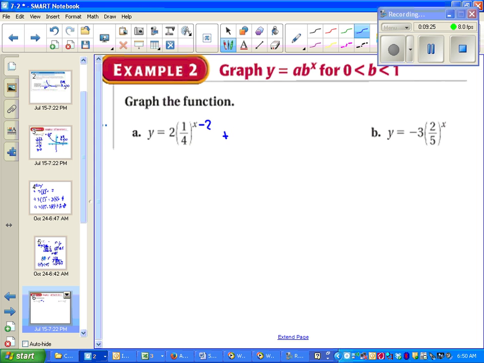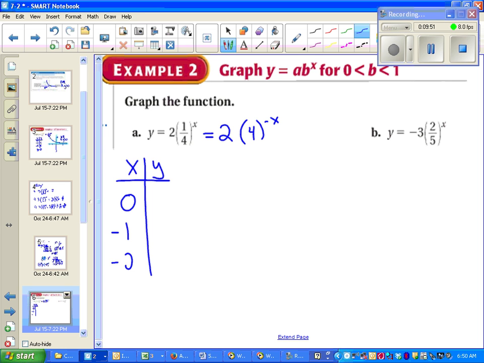So we just start off by first rewriting our function, because we don't like that fraction less than 1 inside the parentheses. And now I can make a table. Because of the negative exponent, I don't want to say 0, 1, 2. I want to say 0, negative 1, negative 2. Anything to the 0 is 1 times 2, 2. 4 to the negative of negative 1, 4. 4 to the negative of negative 2, 16. Don't forget to identify your asymptote.